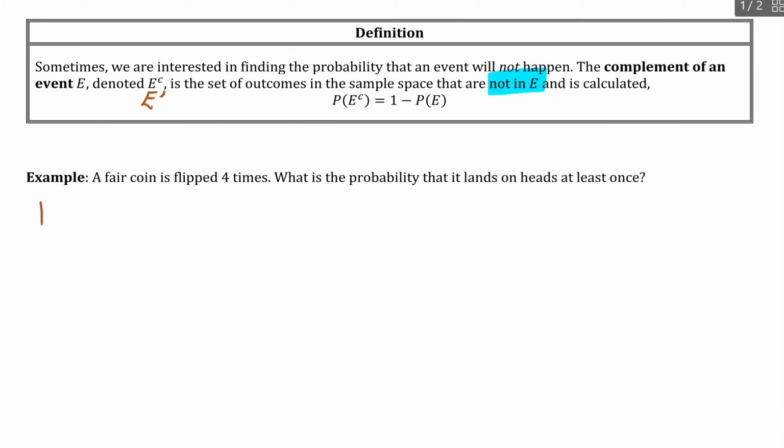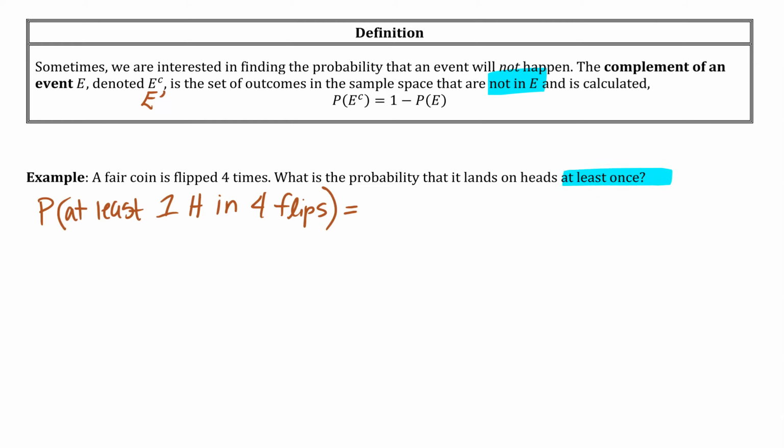So we want the probability of at least one head in 4 flips. So that at least once piece is our complement. So in order to calculate the complement, we are going to use this principle, that's the same as 1 minus that kind of opposite probability, that we get no heads in 4 flips.